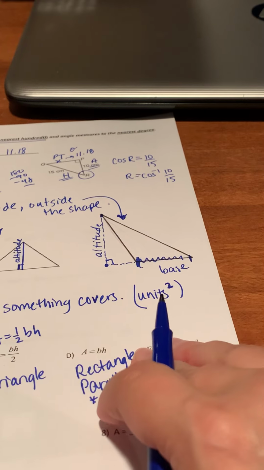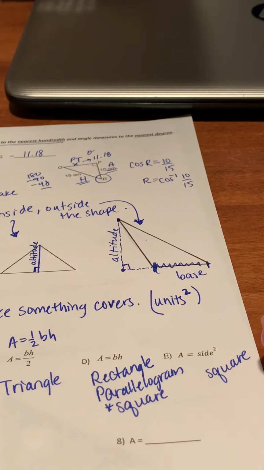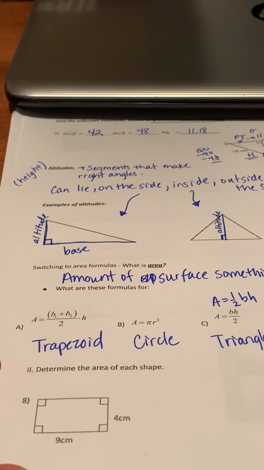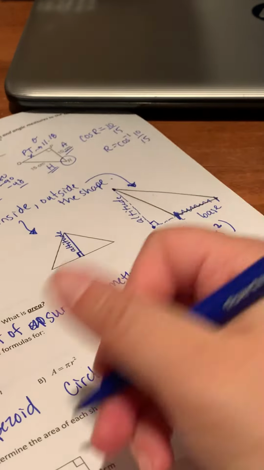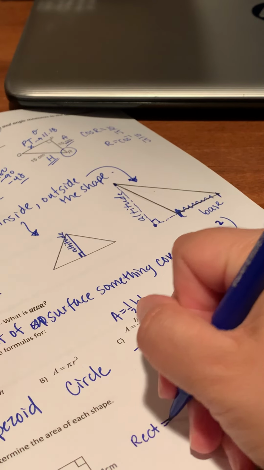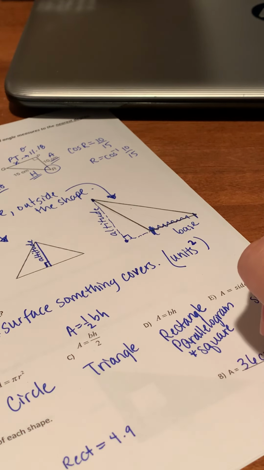All right, so next coming up, a lot of just practice with some areas. So take a break if you need to, go through, calculate these, see if we match up. And this one, this is a rectangle. So that's 4 times 9 or 9 times 4, so 36 centimeters squared.